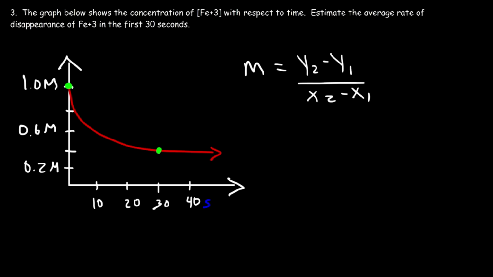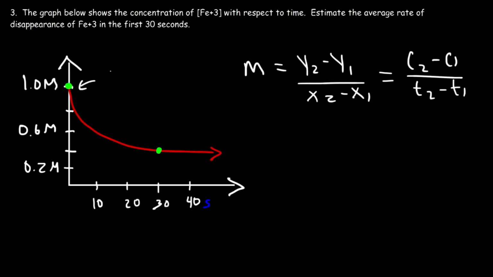And in this problem, the change in y values represents the concentration, so it's going to be C2 minus C1. The change in x values is the change in time. And the change in concentration divided by the change in time can give us the rate of disappearance of Fe+3.